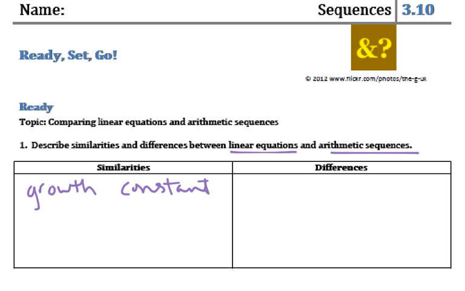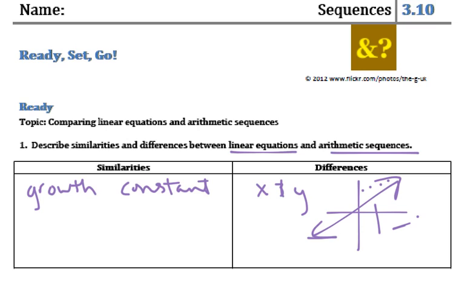Same thing. Okay, what are some differences? Well, linear equations have the x and the y. Arithmetic sequences don't. They usually just have the numbers. We can turn it into a table. Linear equations keep going both ways, right? When you draw a line, it keeps going. Whereas arithmetic sequences are often not going.